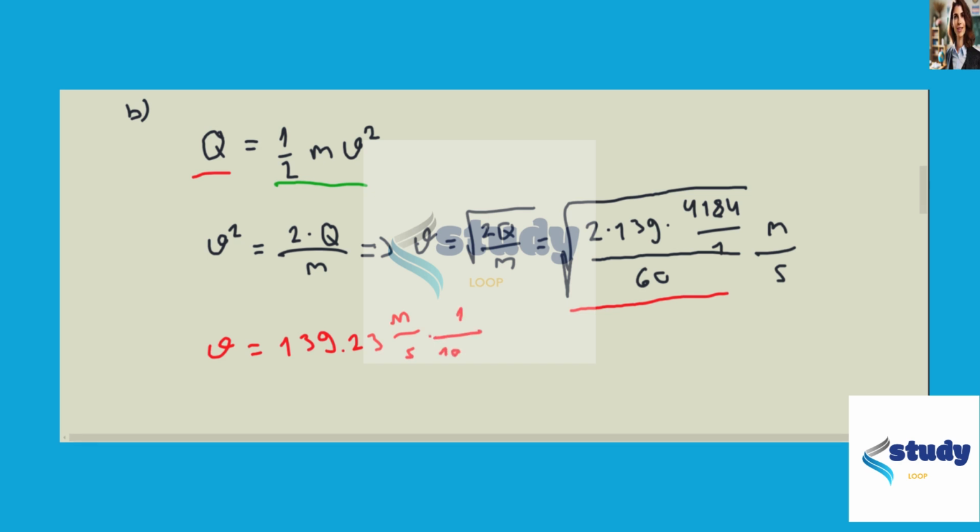Now, if we multiply this by 1 over 1,000 for kilometers and 3,600 over 1 for seconds in an hour, then we obtain the value in kilometers per hour, which is 501 kilometers per hour. This is the velocity. And by finishing part B, we have completed the whole problem.